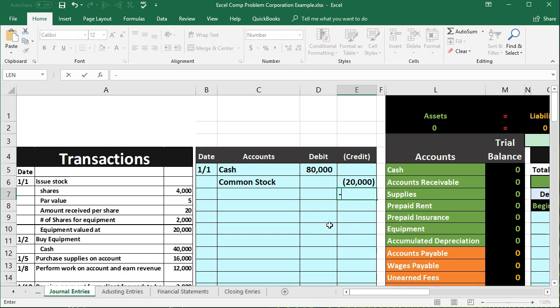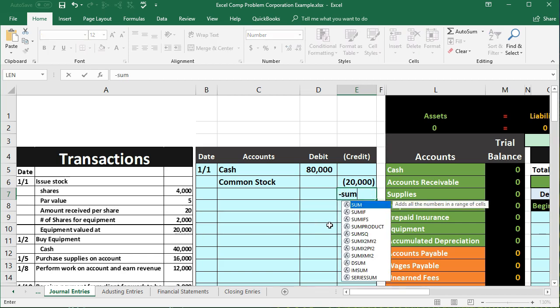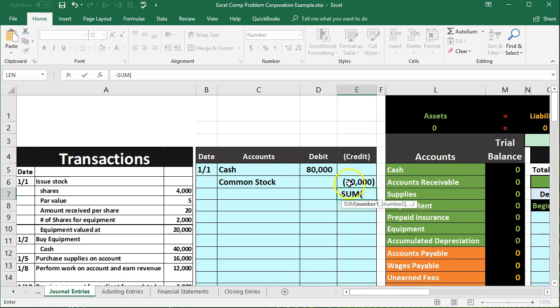This will be done with a negative instead of equals, SUM. It's just the sum function with a negative in front of it. Double click the sum, and I'm going to highlight from the 80 to the 20, so it's highlighting the whole box here. So D5 to E6, sum D5 colon E6, enter. And that'll give us the 60,000, the 60 and the 20 equaling the 80. Again, you could just type in a negative 60,000. I like to use formulas whenever possible.